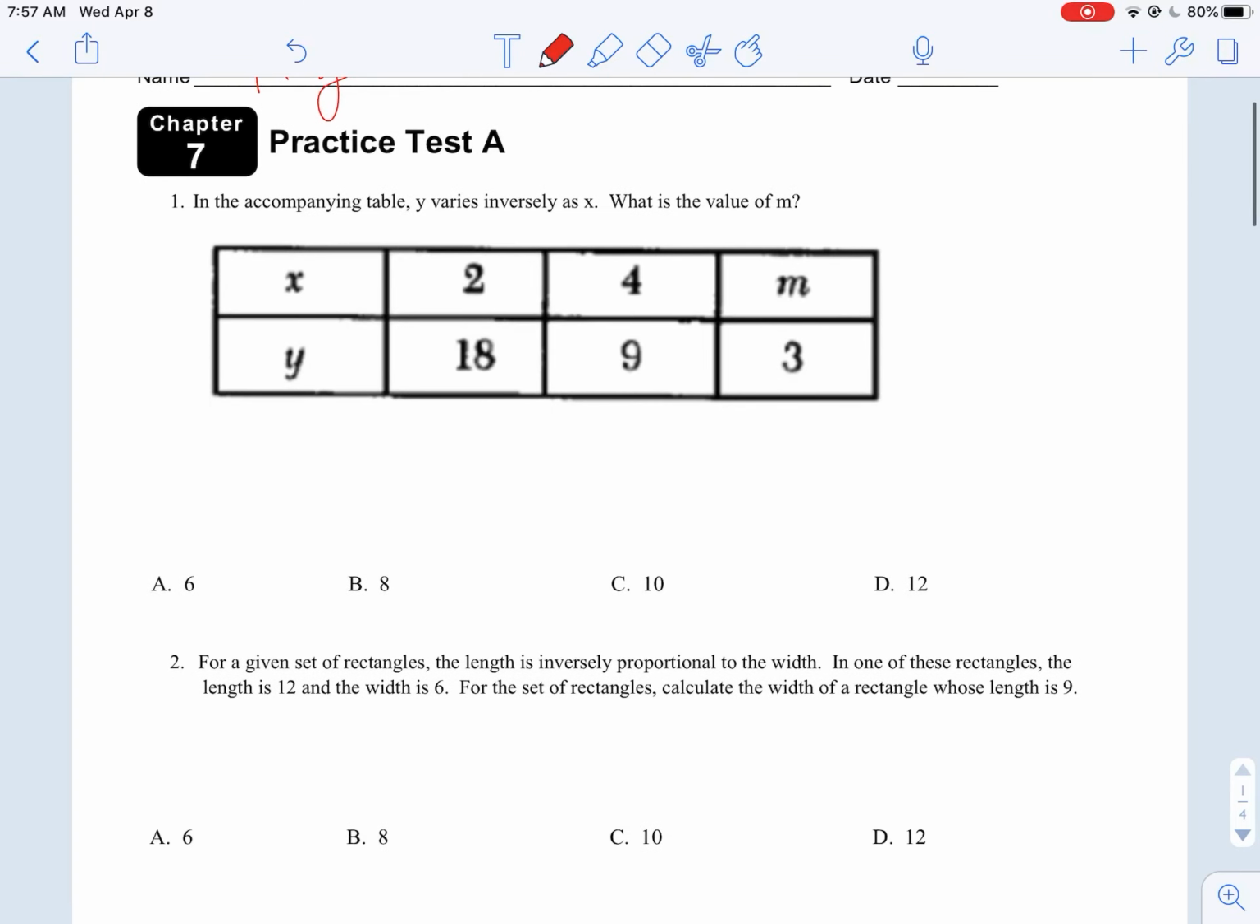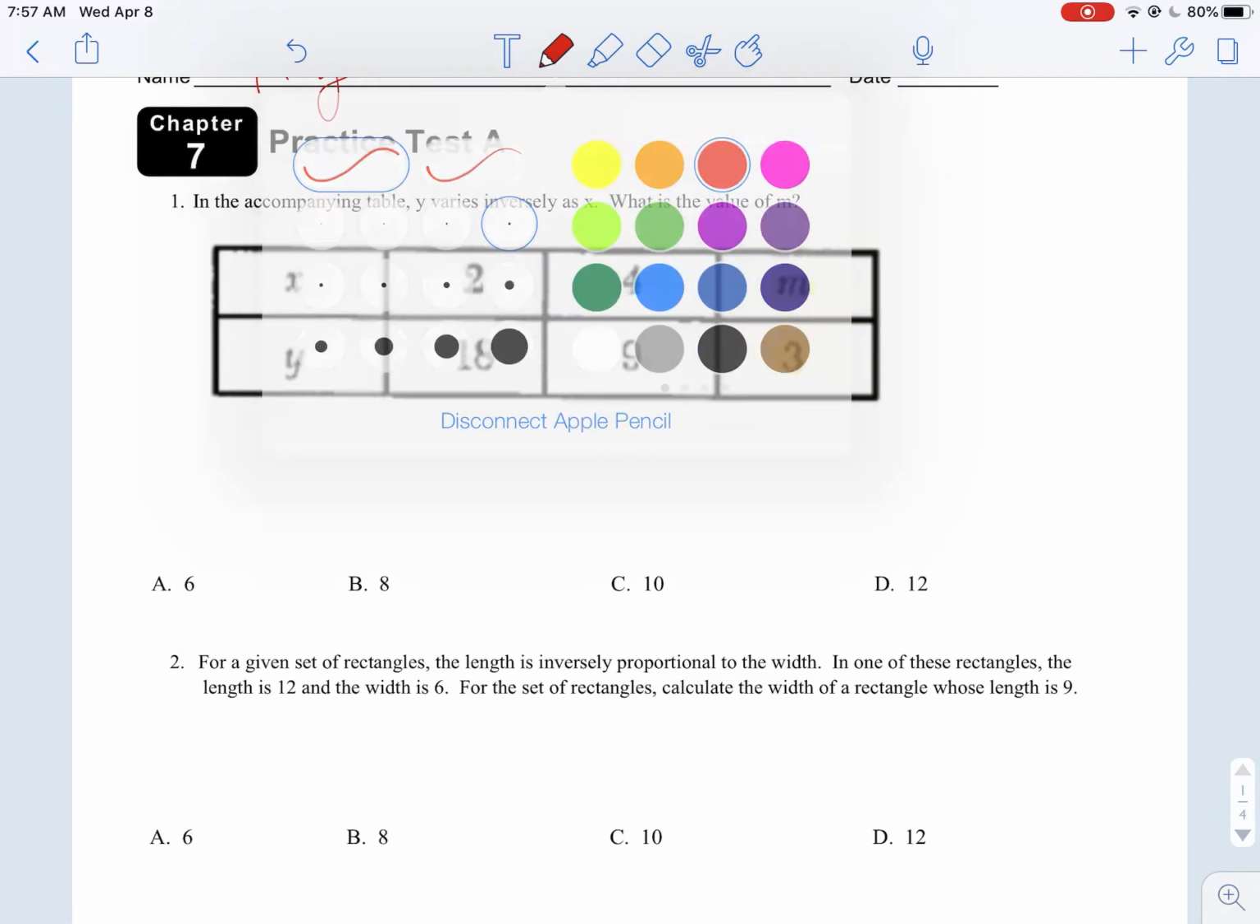And in this first question, what we're trying to do is solve for m, specifically when the value of y is 3. So we're looking for an x value when given a specific y value. Before we do that, we do have to find our constant of proportionality.